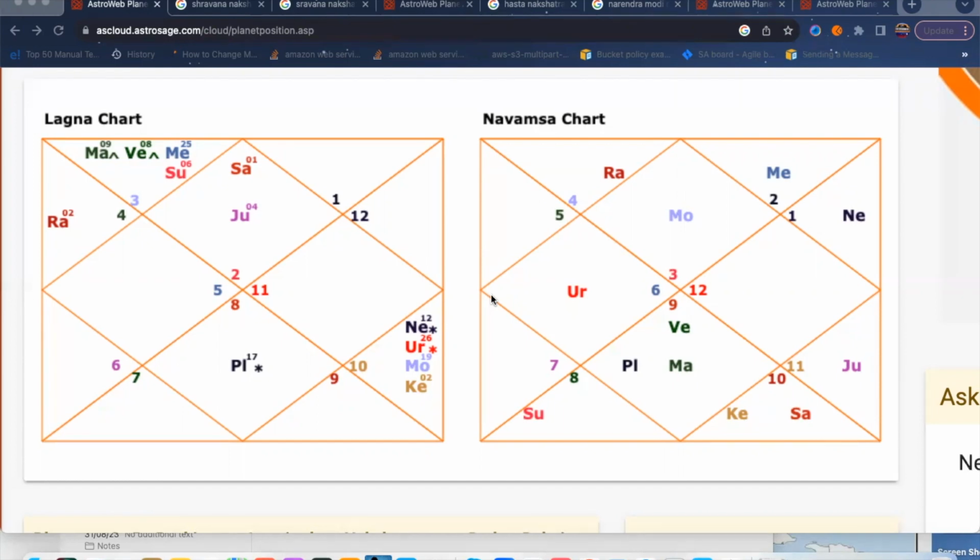So generally, the Navamsa chart, or the D9 chart, is the second most important chart in your horoscope.